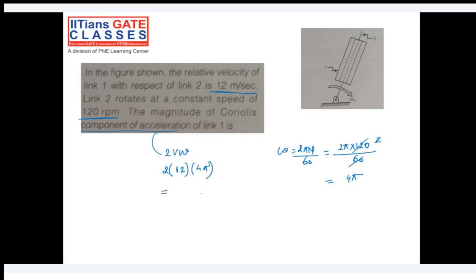Yeah, okay. Another question here, again on the Coriolis component, sorry, again on the turning-sliding pair, but it's a little different from what we have seen. We have a link OB, which is rotating at a constant angular velocity of 2 radian per second. So omega is given to you, and it is rotating in the counterclockwise direction, and the block is sliding radially outward with a uniform velocity of 0.75 meters per second.